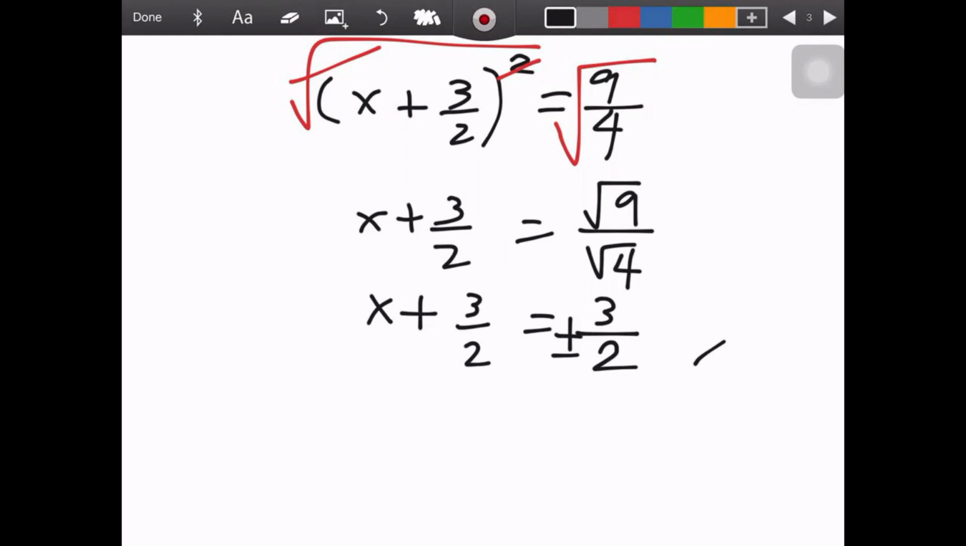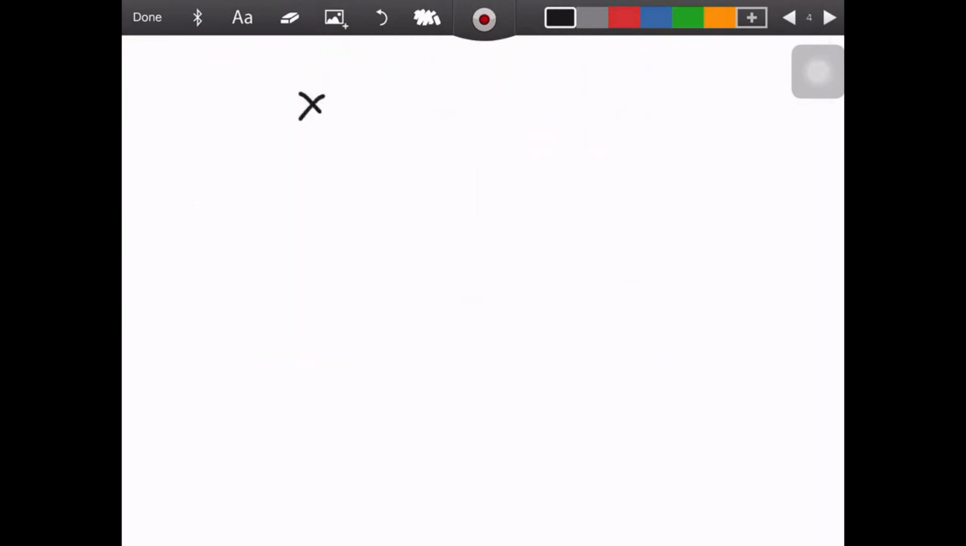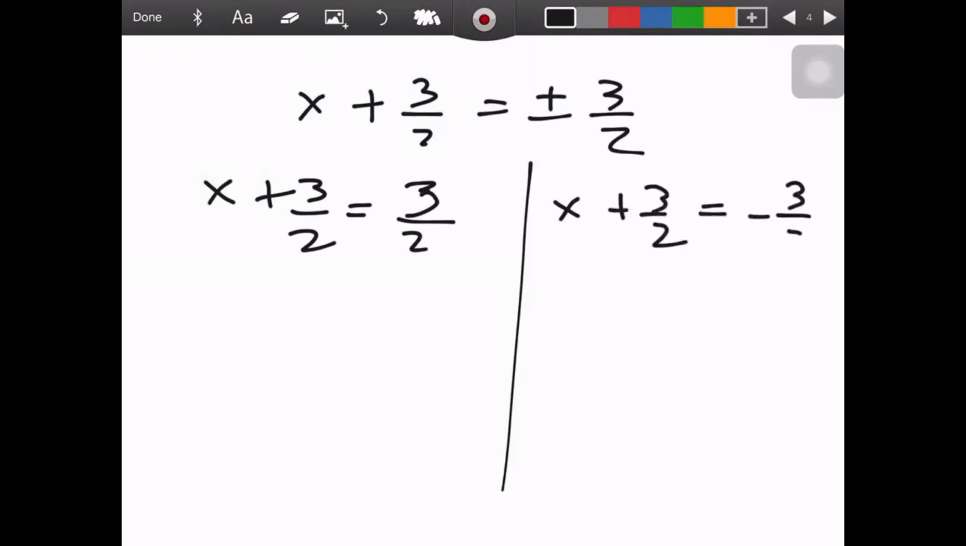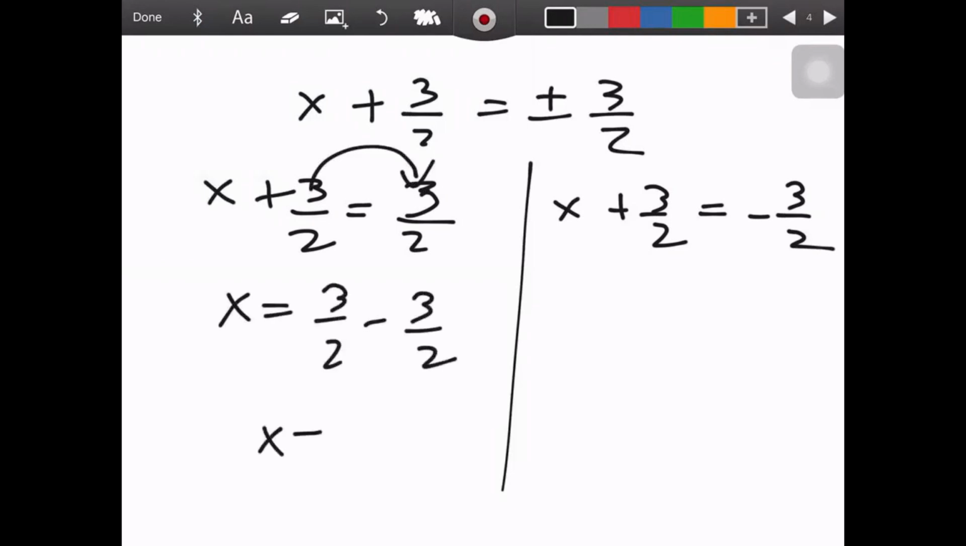So now let us solve the value of x. So we have x plus 3 over 2 equals positive negative 3 over 2. So let us just separate them. X plus 3 over 2 is equivalent to 3 over 2. And to the other side, we have x plus 3 over 2 is equivalent to negative 3 over 2. So let us solve. Moving 3 over 2 to the other side, it will become x is equivalent to 3 over 2 minus 3 over 2, or simply x is equivalent to 0. So this is our first root.